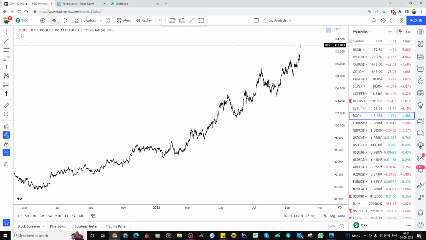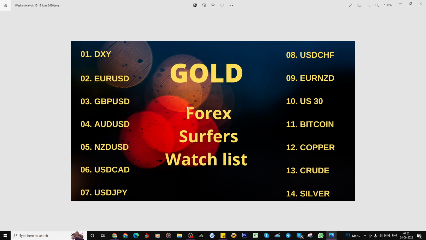So the target achieved in GBP USD is the positional target of 1.05. So let's move on to the DXY, followed by Euro USD, GBP, AUD and USD CAD. So we will finally end with gold.